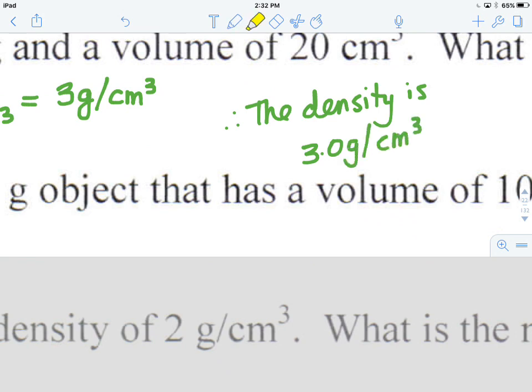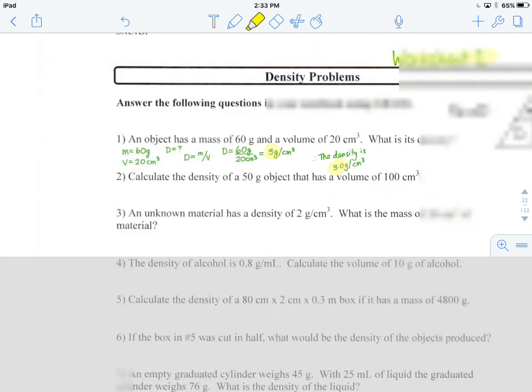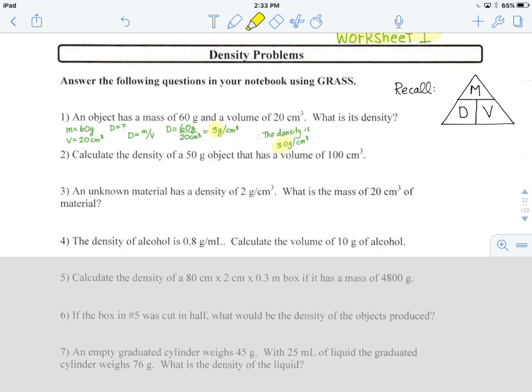Now pay attention to little things like this. Like I said 3.0, here it was 3. Sometimes the instructions will say round everything to 1 decimal place. And that's fine if you want to do that. You can round things to 1 decimal place. These instructions don't say, so I just rounded it to one decimal. But that's kind of how we do this.